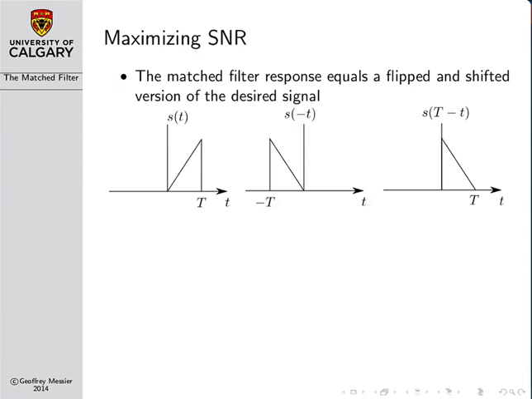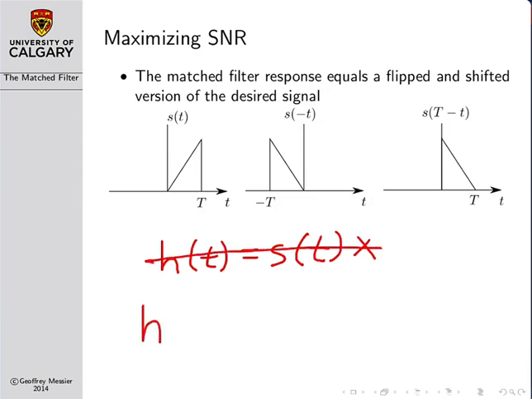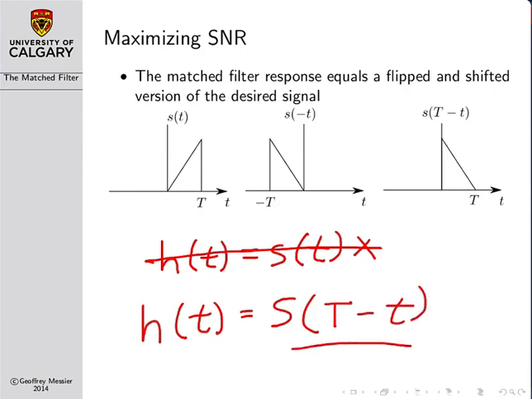So in the previous slide, we saw that we achieved maximum signal-to-noise ratio not exactly when the filter response was equal to the signal. So we didn't have h(t) equal to s(t). Instead, we had h(t) equal to s(T minus t). So what does this mean? It's basically a flipped and shifted version of the desired signal.